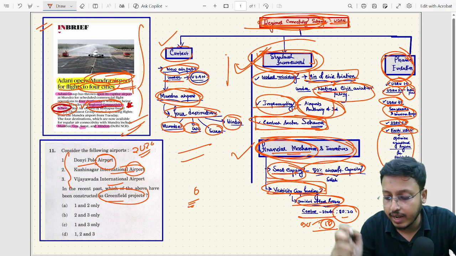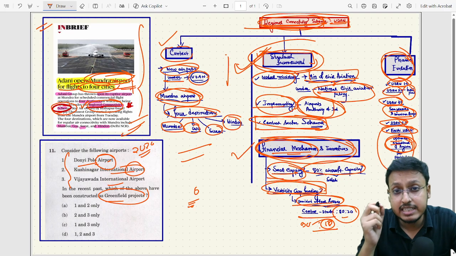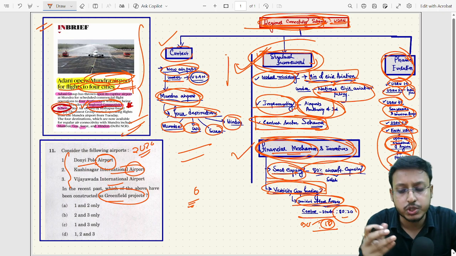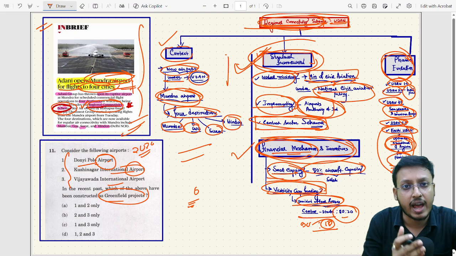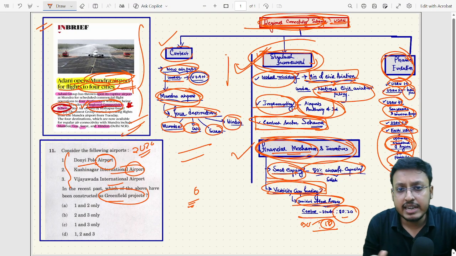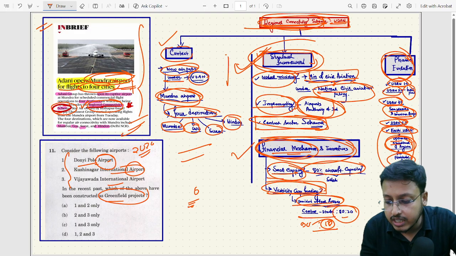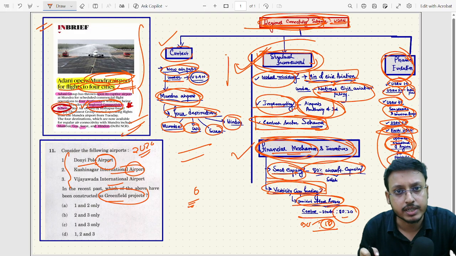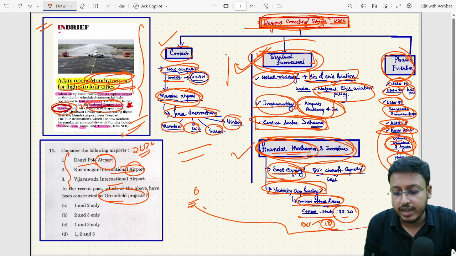After that came UDAN 5.0, and the most important thing is this Krishi UDAN. What is Krishi UDAN? It is optimized agriculture logistics support, basically meant for perishable goods. To transport perishable goods from one place to another, we need good connectivity, and Krishi UDAN provides this connectivity. So I think you are able to understand this topic in a better manner.